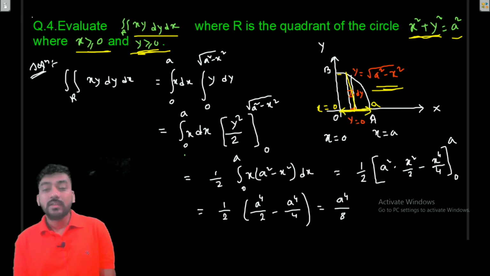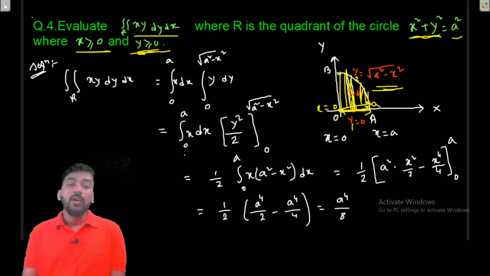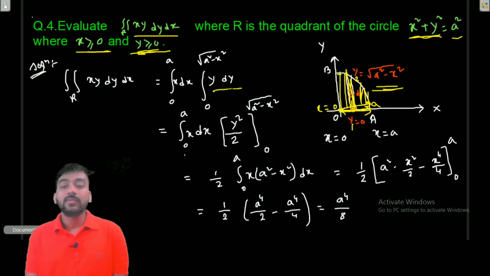So if you take this as y1, then you have to take this as y2, because the strip is from y1 equal to 0 to this curve, and now this strip has to move from this side to this side, from x is equal to 0 to x is equal to a. If you move this strip, then you will get the total area. Okay, so you have to integrate first with respect to y, and the limit of y will be 0 to root a square minus x square.